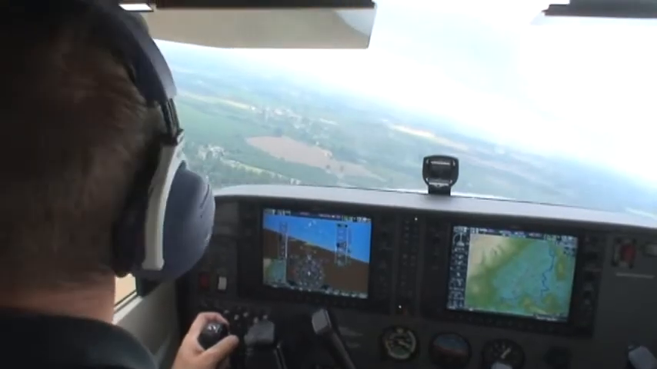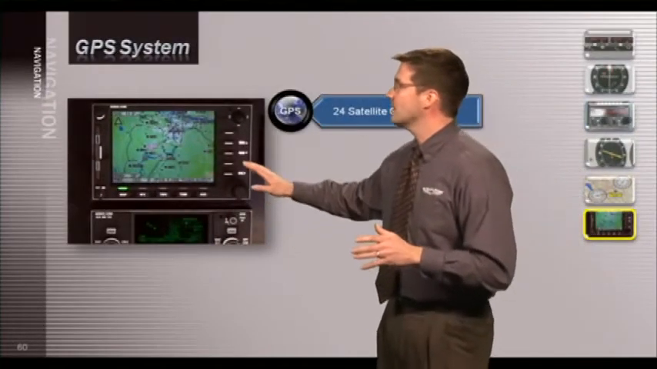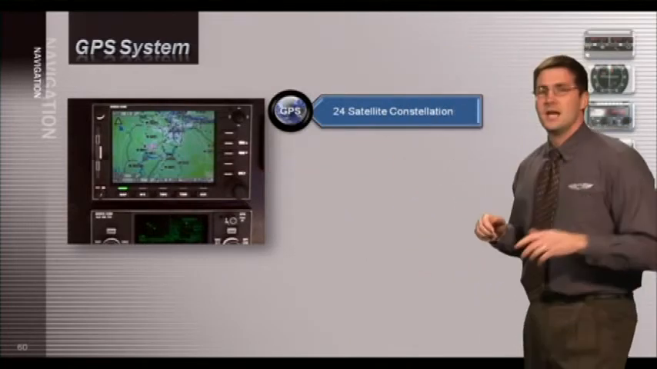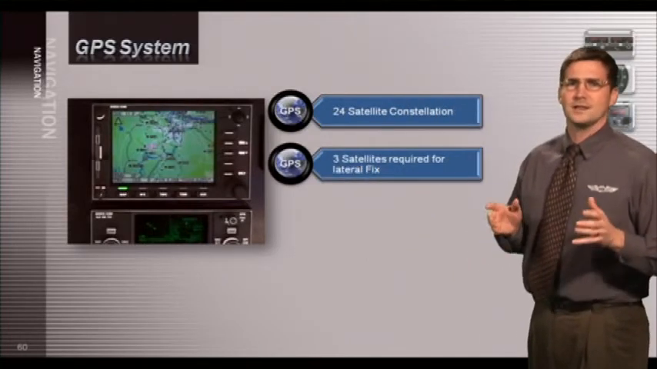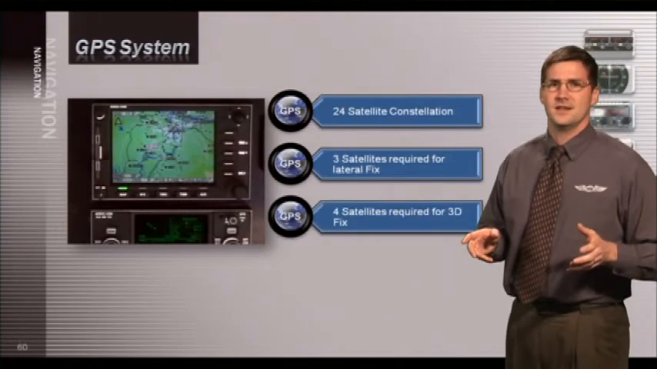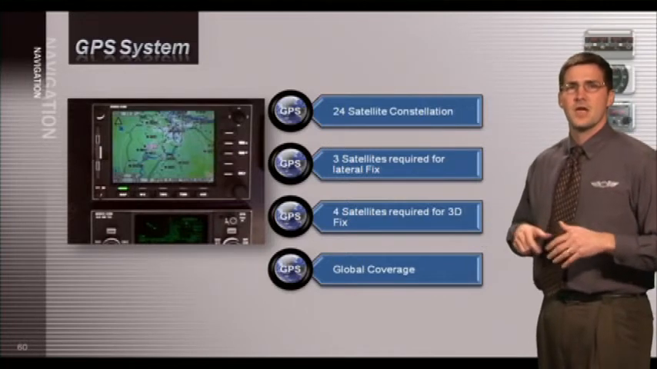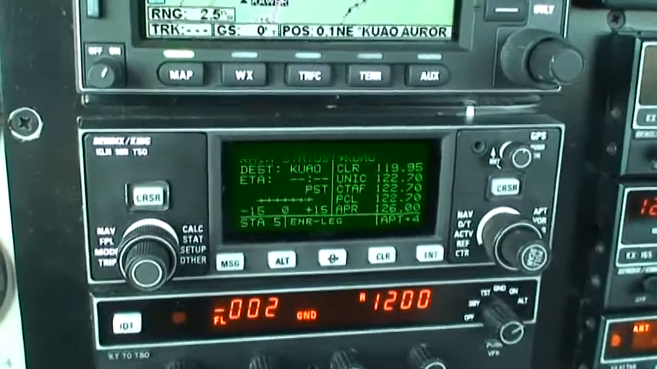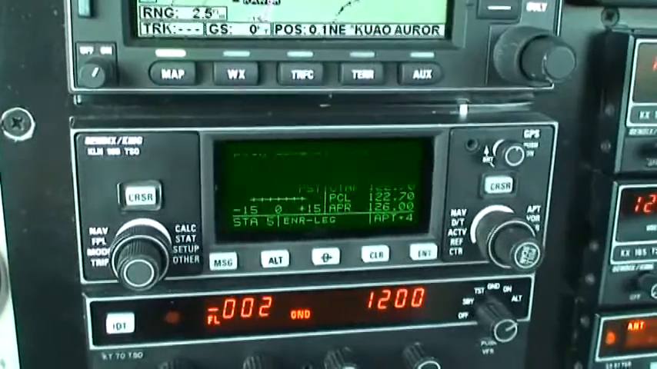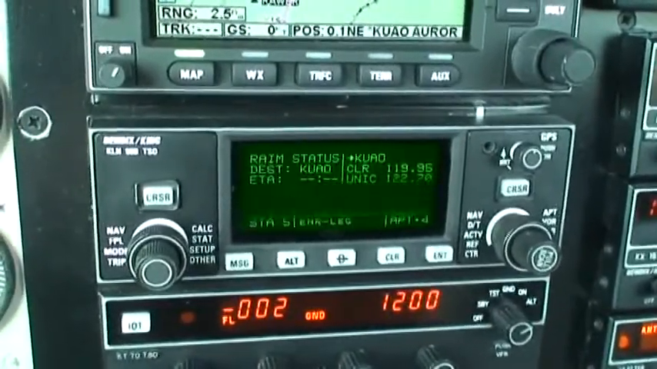Here is a typical moving map and GPS installation. It uses a 24 satellite constellation. 3 satellites are required for a lateral fix and 4 satellites are required for a 3D fix. Finally, GPS provides complete global coverage. When navigating by GPS, your GPS equipment will monitor the strength and signal it receives to determine if it's good enough to be used for navigation.